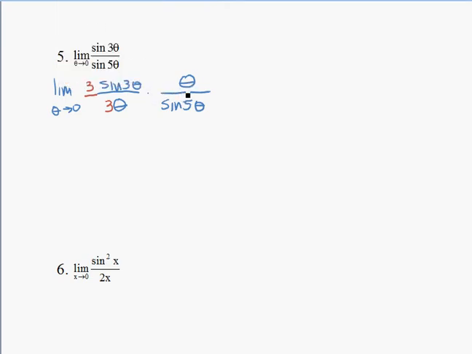And then I need a 5 for this limit to work, so I put a 5 here. I'm going to squeeze a 5 up front. So now I have these two sine limits are both 1, and that's 3/5, so my limit is 3/5.